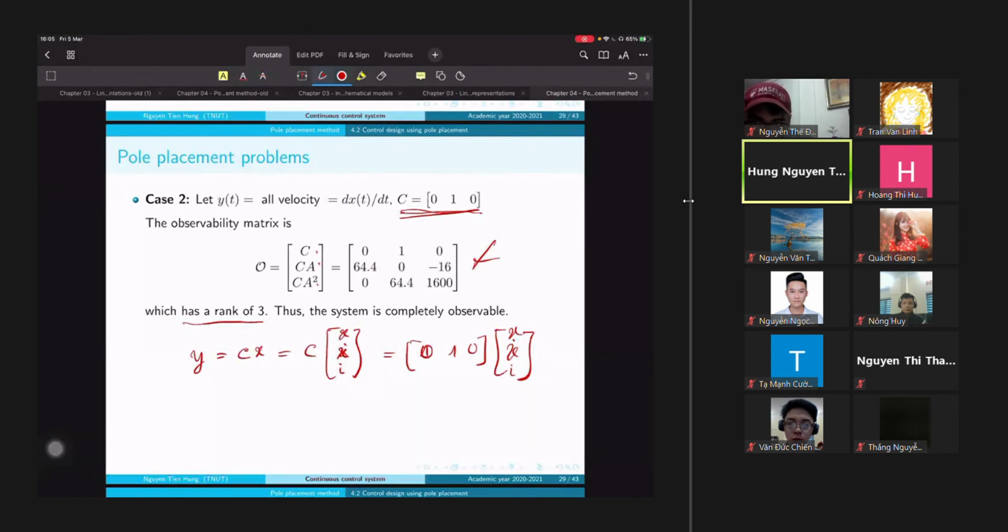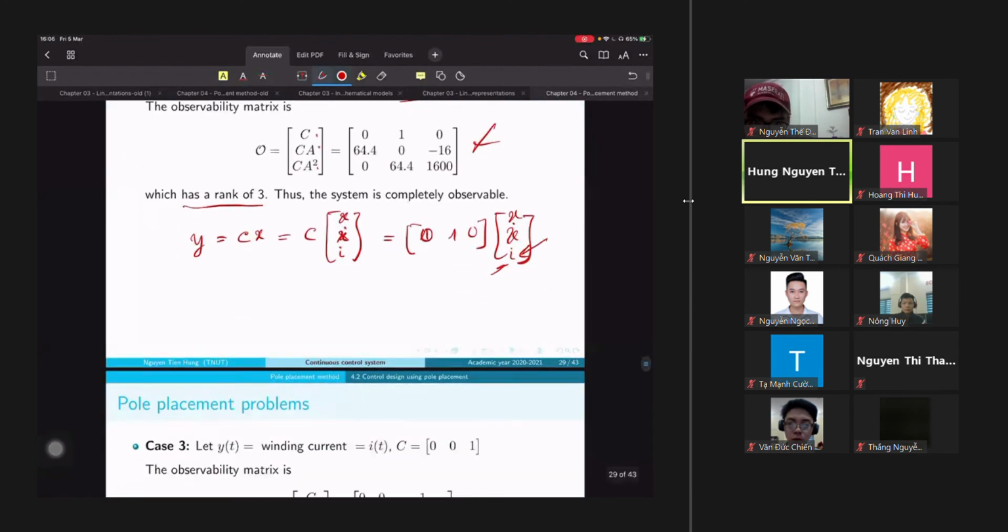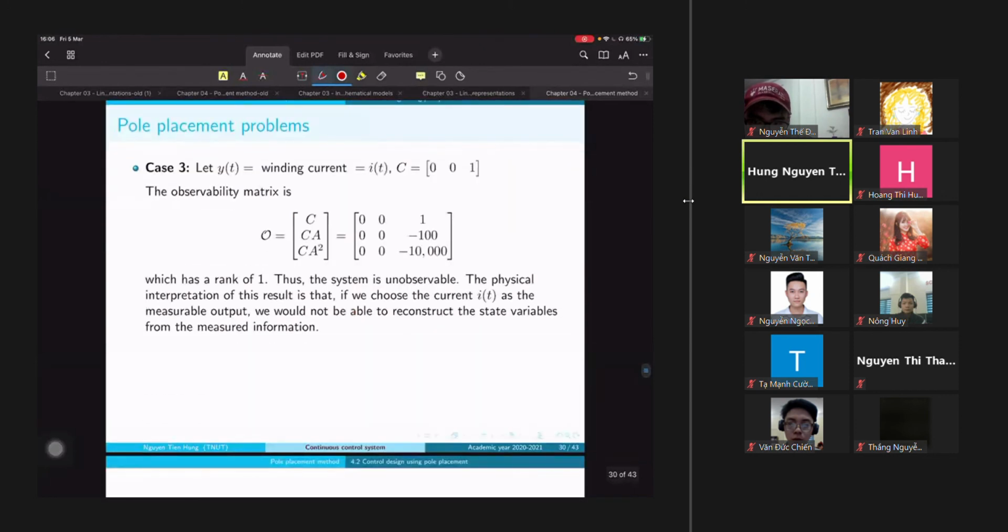Now we check the last case, when we measure only the current. Of course, when we measure only the current, C is like this. We check the observability matrix, and the rank is only 1. Then the system is unobservable.